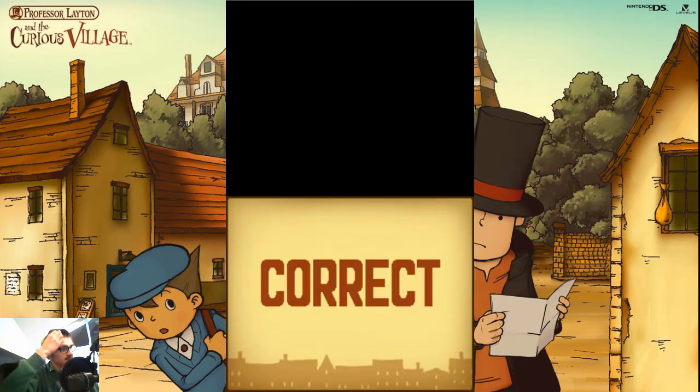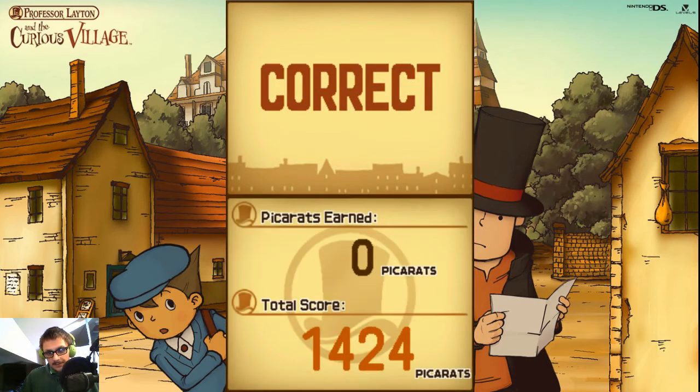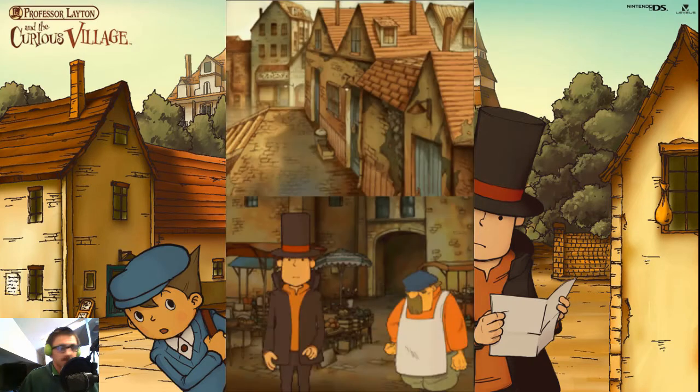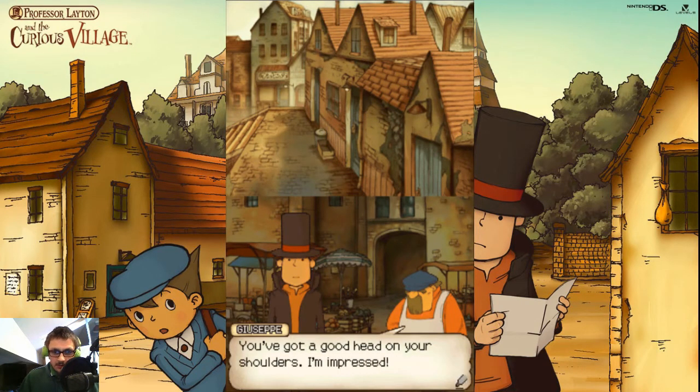Another puzzle solved. It's a jigsaw puzzle, basically. Good job. Repairing the vase wasn't much of a challenge, was it? If only fixing things in your level was this simple. Yeah, that'll be quite good. You've got a good head on your shoulders. I'm impressed. That was an easy puzzle.